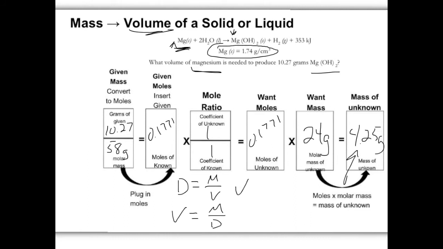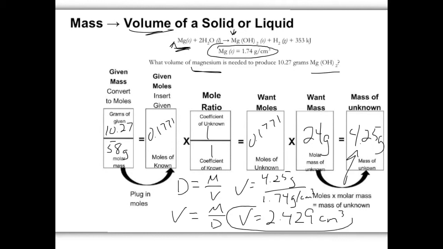So the volume equals 4.25 grams divided by 1.74 grams per cubic centimeter or milliliter, either one would work. We divide those two numbers and we find that the volume would equal 2.429 cubic centimeters. So that's the final answer down here.